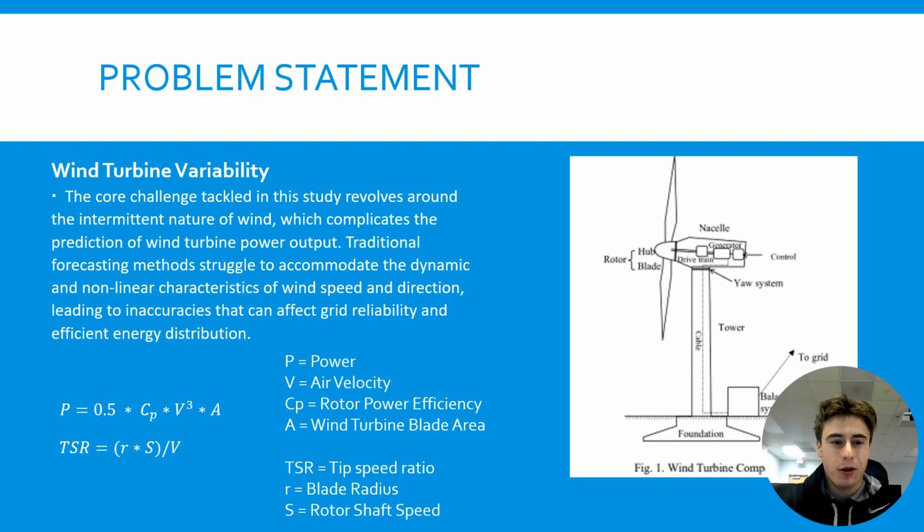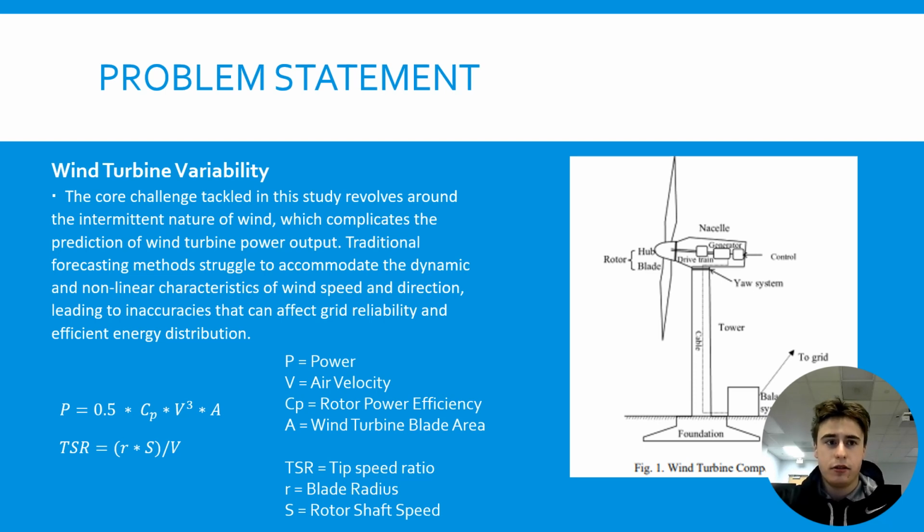This goes straight into our problem statement, which is wind turbine variability. And really the core challenge tackled in this paper revolved around wind: how it's unpredictable, how there could be windy days and days where there's not a lot of wind. Traditional forecasting methods using statistical methods have struggled to accommodate the dynamic and mainly nonlinear characteristics of the wind speed and direction, which can lead to inaccuracies, which could cause power quality problems and affect grid reliability and efficient energy distribution.